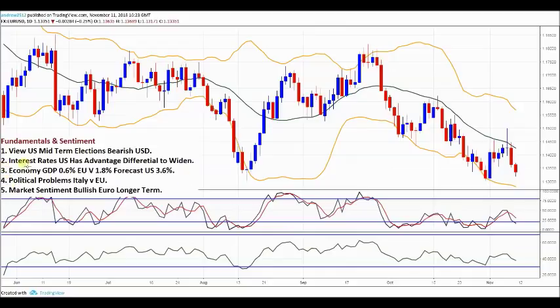Now, in terms of point number two, interest rate differentials favour the US. Okay, it's got an advantage already. That differential is set to widen. ECB on hold until at least summer 2019. US will hike 2 or 3 times before then. The differential will widen. This is a big fundamental advantage for the USD.